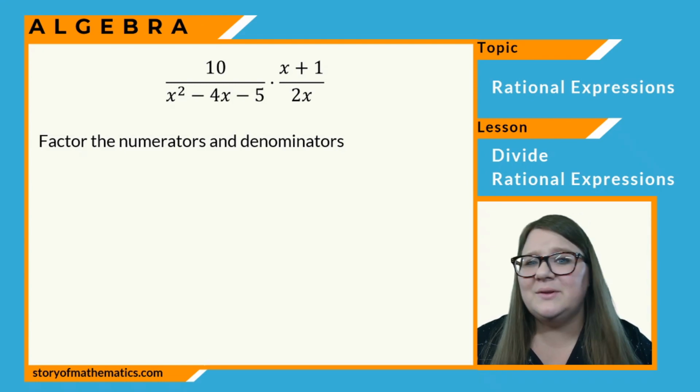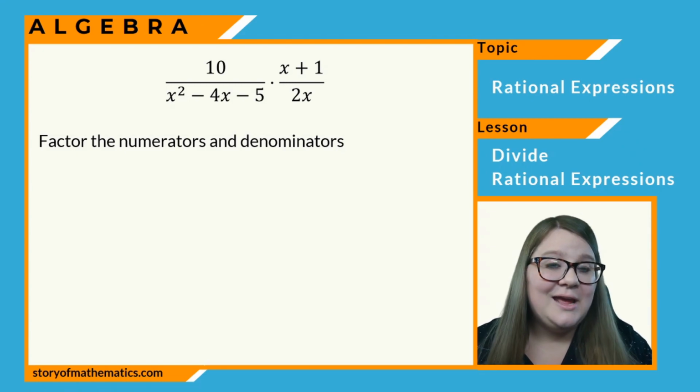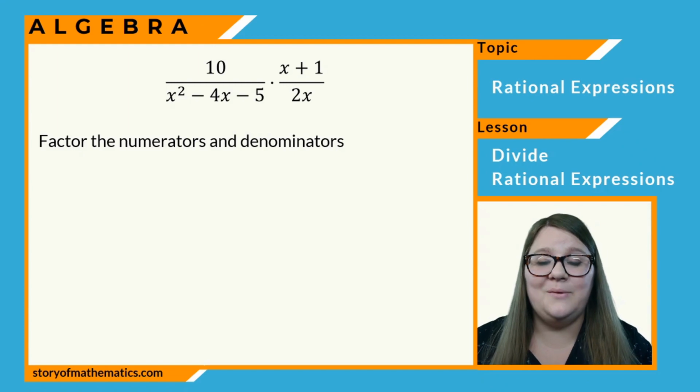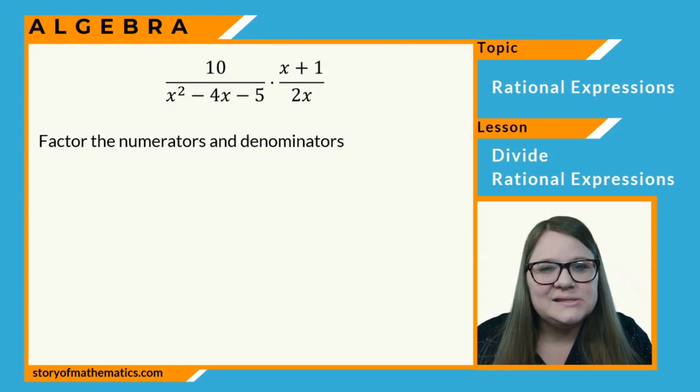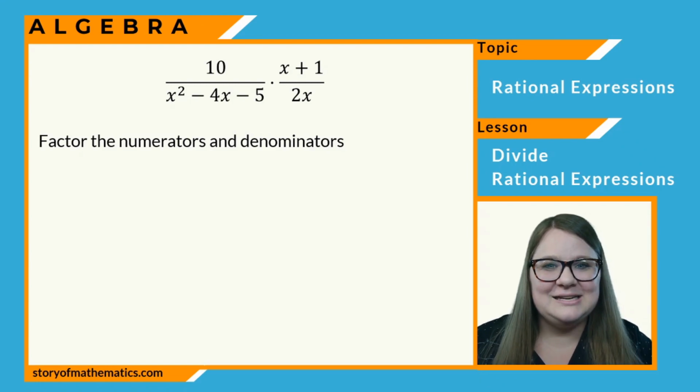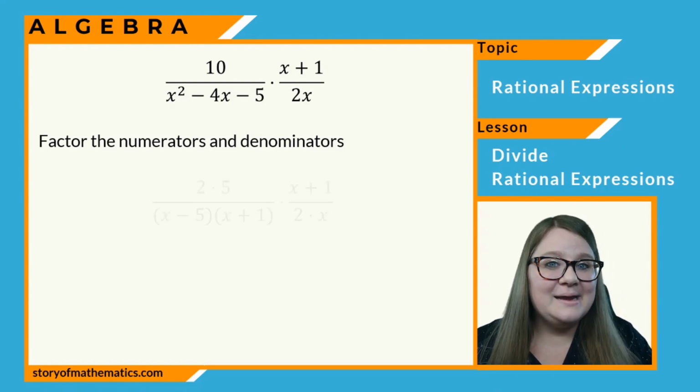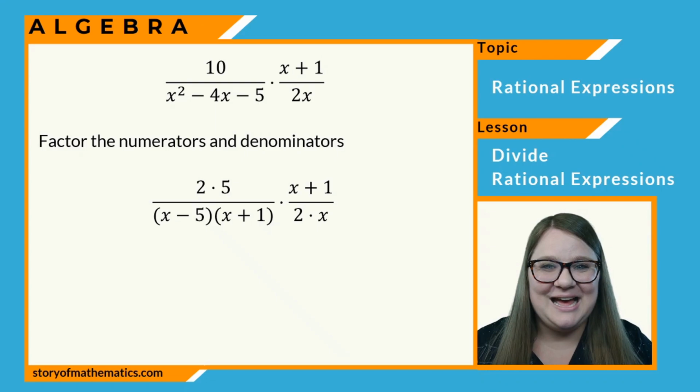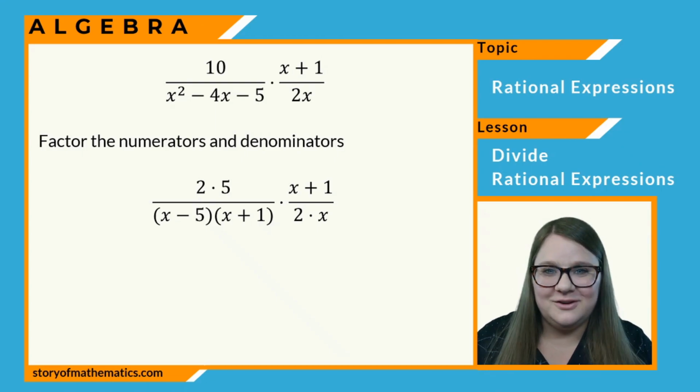Now, after this, I want to factor out the numerators and denominators. Looking at the numerators, the only thing I could possibly factor is 10, and I could write that as 2 times 5. That would be the prime factorization of that number. But in the denominator, x squared minus 4x minus 5 can be factored by finding two numbers that multiply to negative 5 and add to negative 4. So those would be minus 5 and plus 1 that do that. So this is now my factored form, all right?